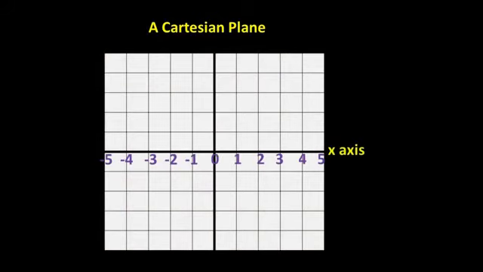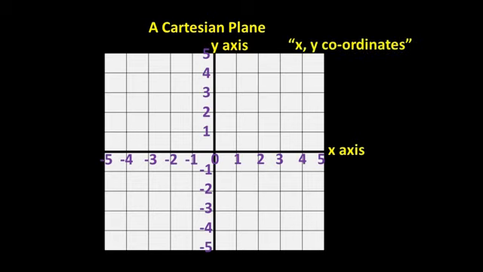A Cartesian plane has an x-axis and a y-axis, and you can plot points onto it using the so-called xy coordinates. The point 2, 3 means 2 across on the x-axis and 3 up on the y-axis, so it appears here. The point -4, 2 appears here. The x value is always given first.